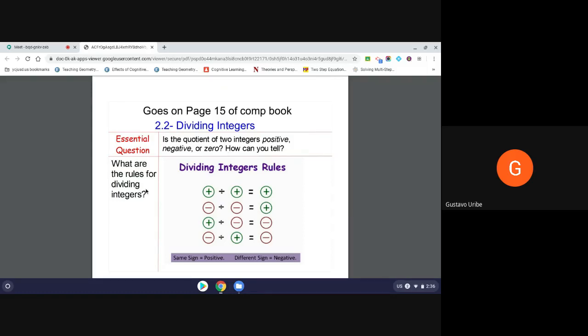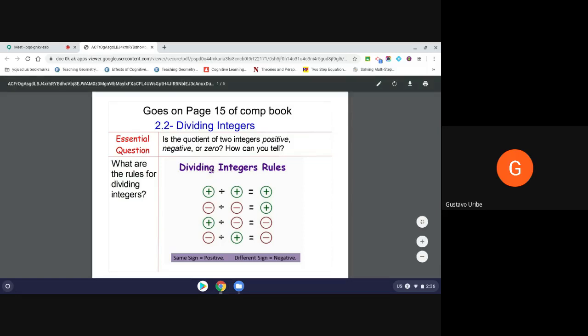So in 2.1, we looked at the rules for multiplying integers. Well, we're in luck because the rules for dividing integers are the exact same. Same signs, positive; different signs, negative. So if I divide two positives, the same signs, I get a positive. If I divide two negatives, I get a positive. And if I divide two numbers that are different signs, I get negative answers.